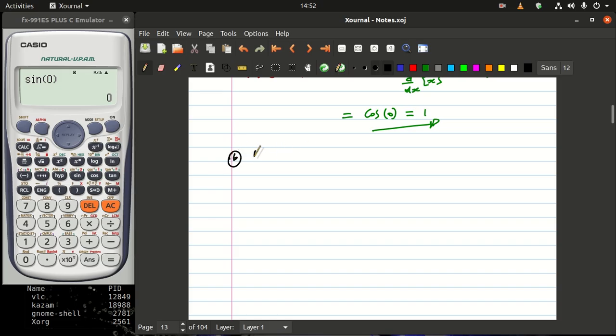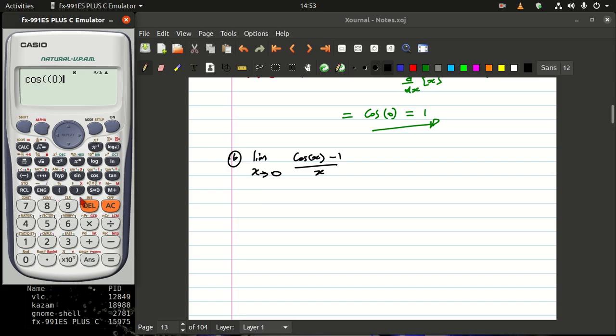Number B is saying to evaluate the limit as x approaches 0 of cosine of x minus 1, and then you divide this whole thing by x. So if I'm plugging in a 0 here, cosine of 0, I know that it is 1. So 1 minus 1 is 0, so I'm getting a 0 in the numerator. In the denominator, I'm plugging in a 0, so I'm getting 0 over 0, which means I can use L'Hopital's rule.